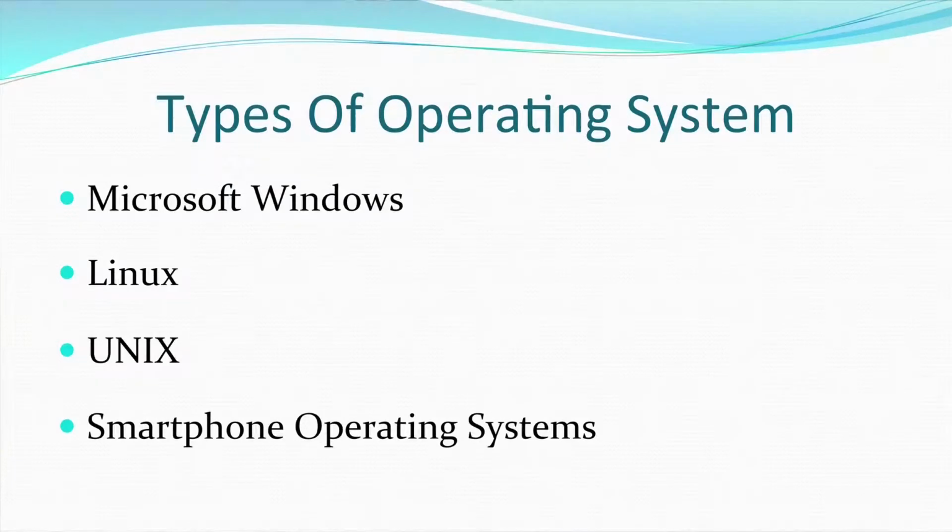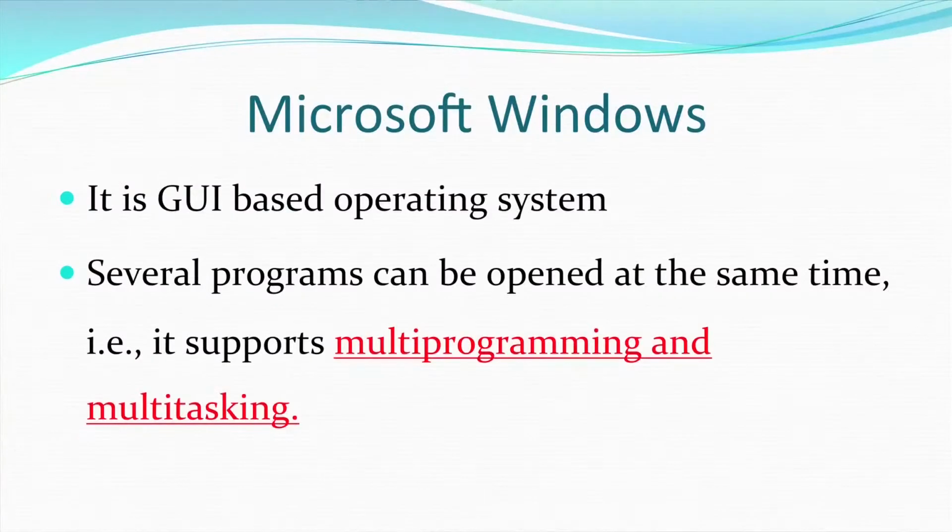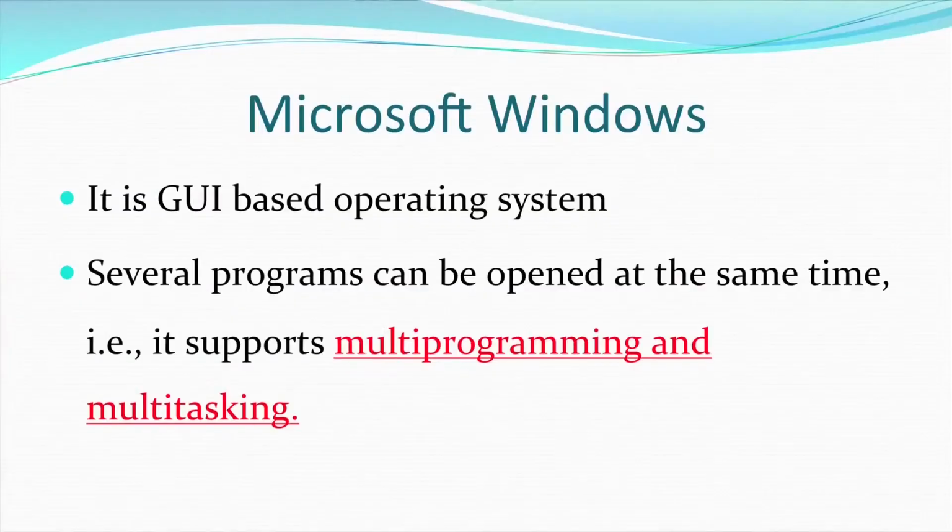Next, we move on to types of operating system. In this session, we have covered Microsoft Windows, we have covered Unix, Linux and smartphone operating systems. We start with Microsoft Windows operating system. As discussed before, Microsoft Windows operating system is a graphic user interface. That means it has an environment through which we can give input in various forms, in form of text using keyboard, in form of mouse using clicking, or in form of audio or video. And several programs can be opened at the same time.